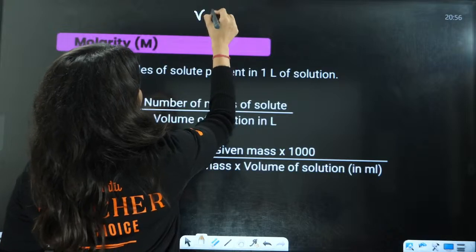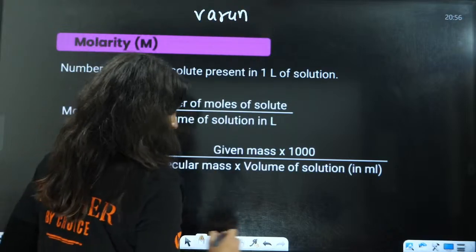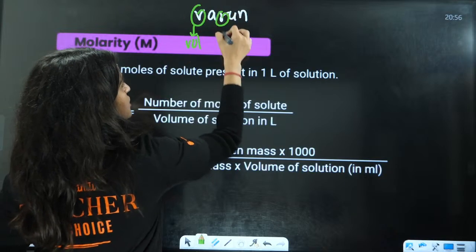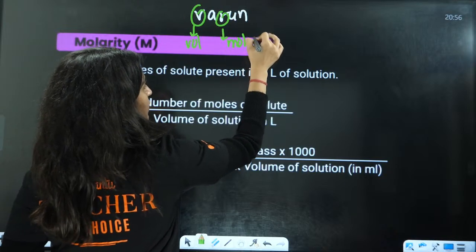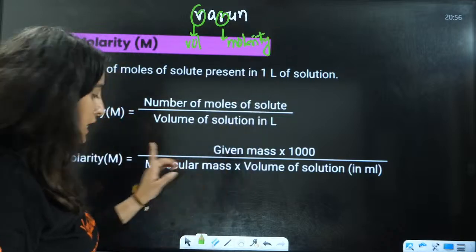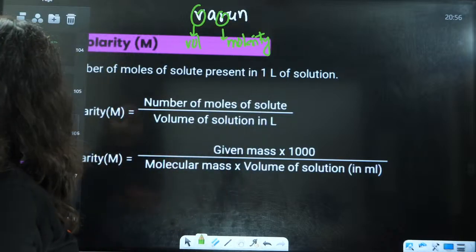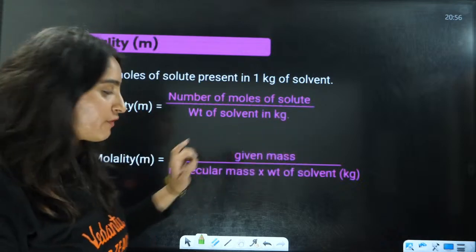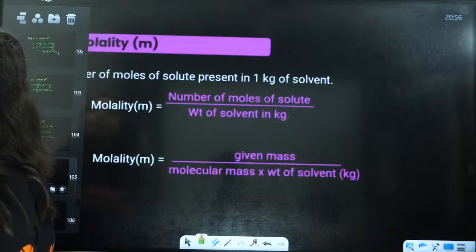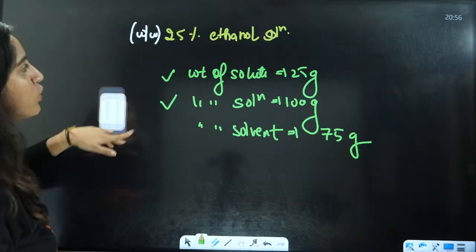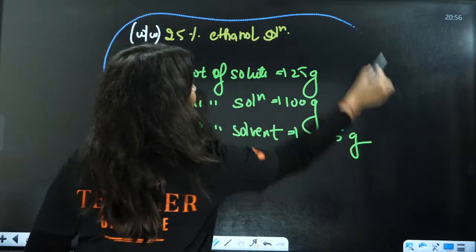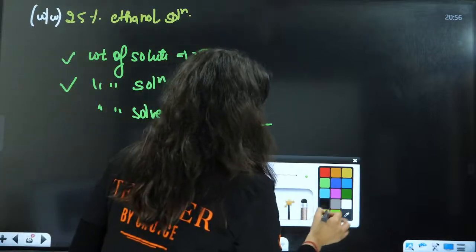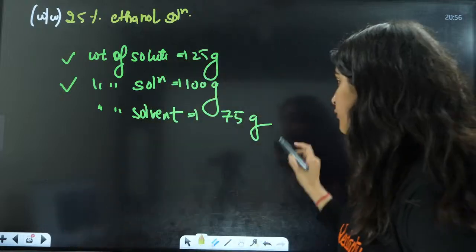Here we use volume, Varun, right? This is volume, and this is molarity. In case of molality, what we do? This is weight of solvent here. So for example, here they ask you to calculate the value of molality. This is very simple for you.